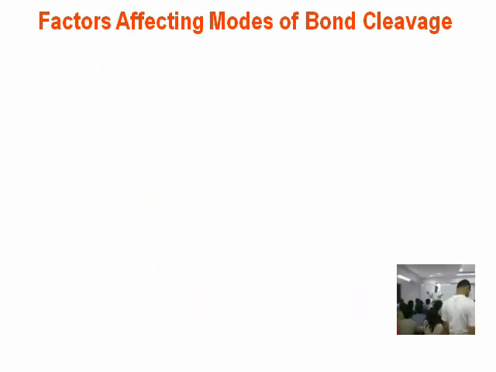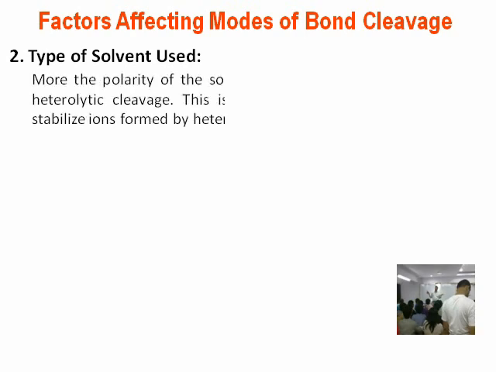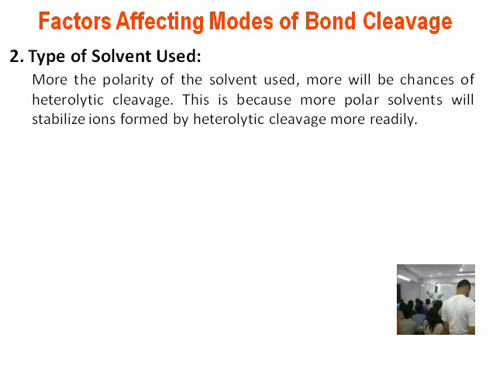Another factor is the type of solvent used. Now we may use a polar solvent, we may use a non-polar solvent. So if we are using a polar solvent, we can further say the more the polarity of the solvent used, the more will be the chances of heterolytic cleavage. This is because more polar solvents will stabilize ions formed by heterolytic cleavage more readily.